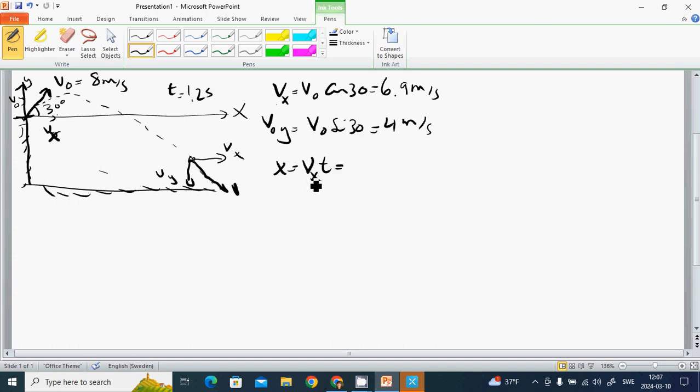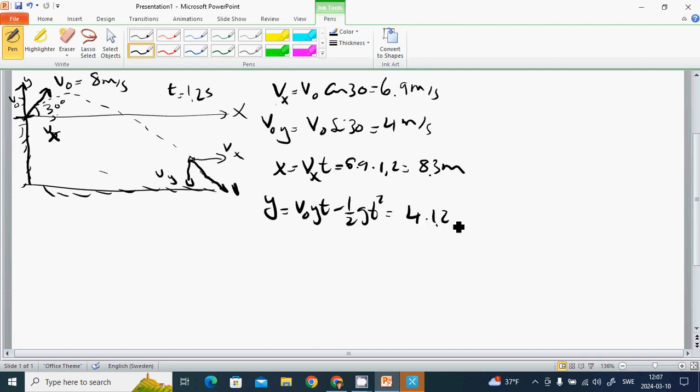It is 6.9 multiplied by 1.2 equals 8.3 meters, and y equals V0y t minus half g t². It is 4 multiplied by 1.2 minus 5 multiplied by 1.2 squared. It is 2.3 meters.